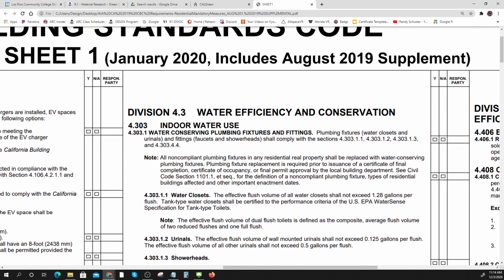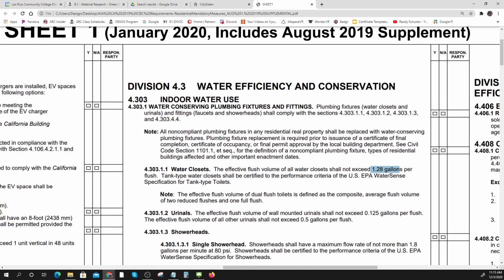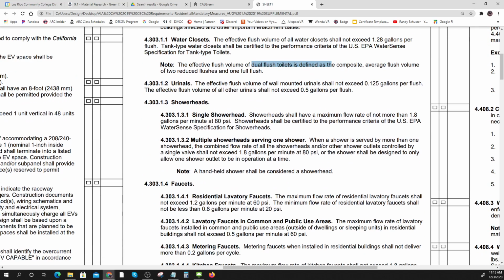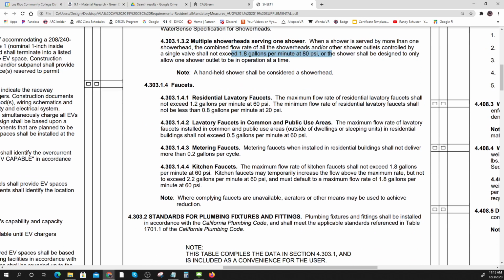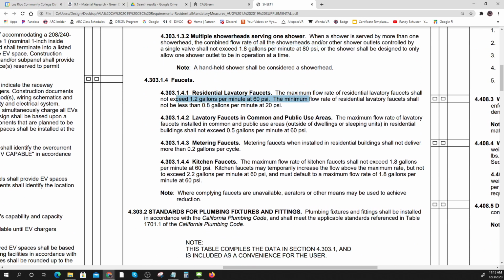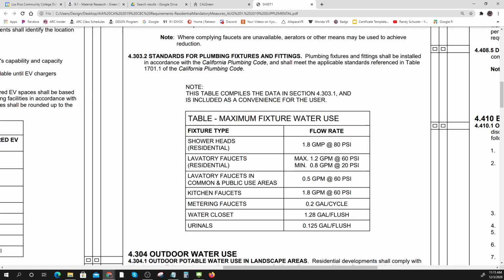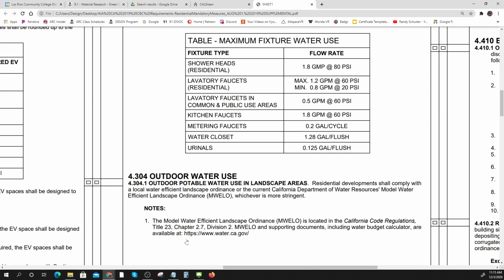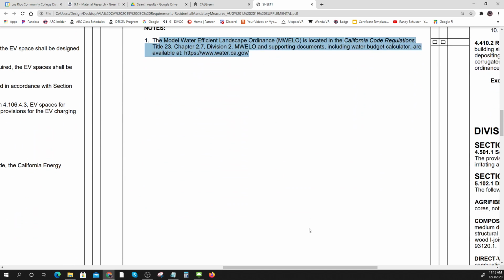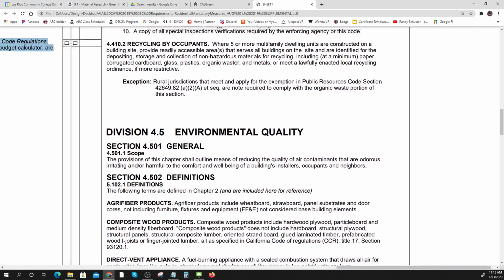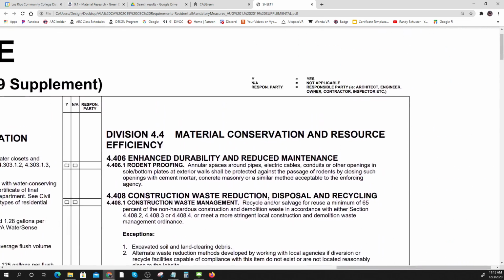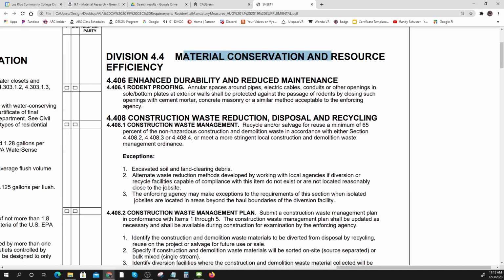Well, under water efficiency and conservation, you're talking about performance requirement after performance requirement. Okay, all over the place, there are performance requirements right here. And for outdoor use, they even have some performance requirements. So let's take a look at another segment. Materials of conservation.